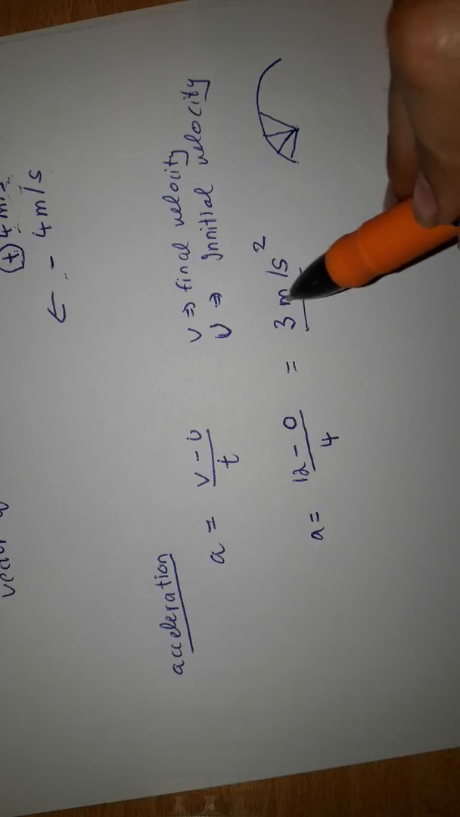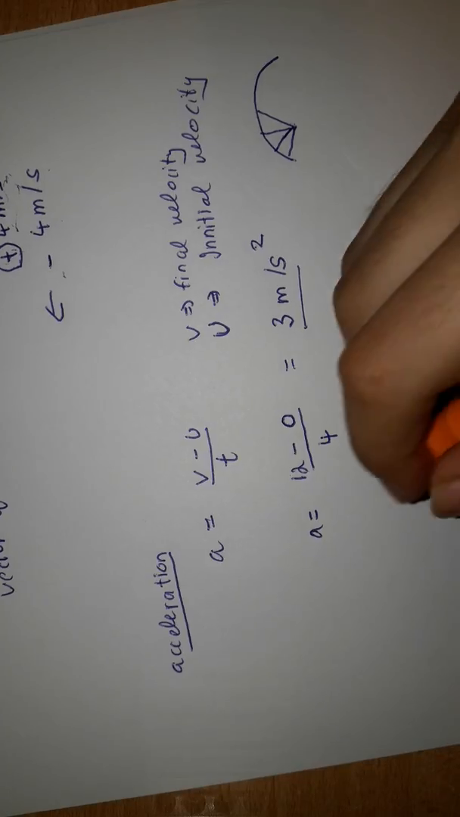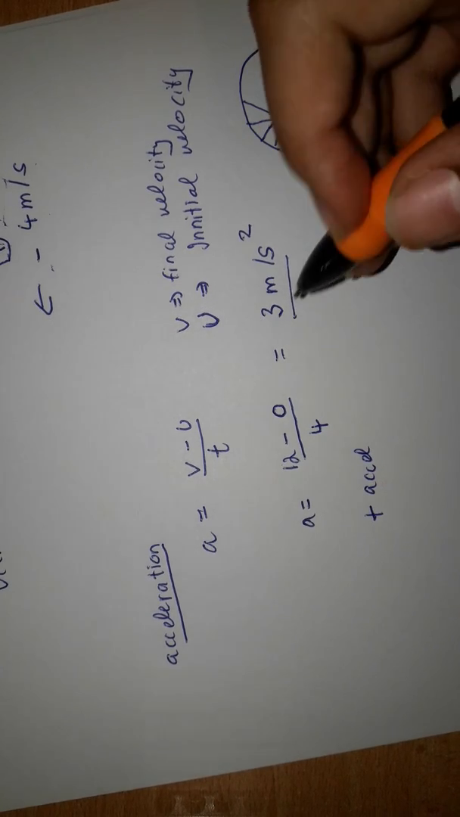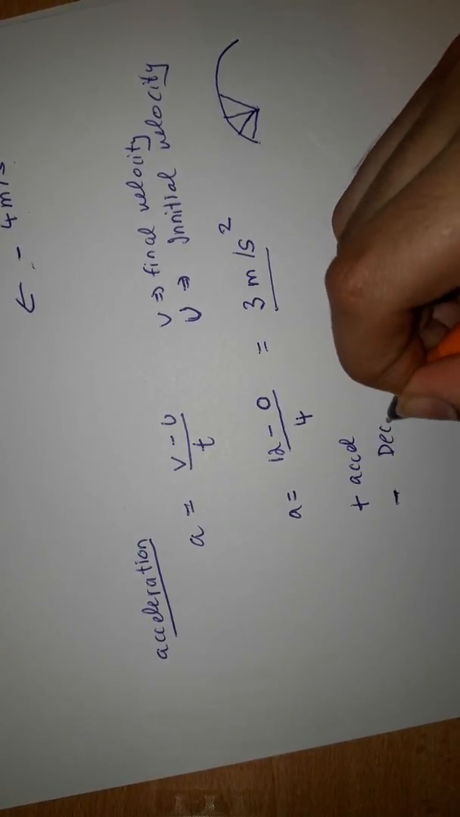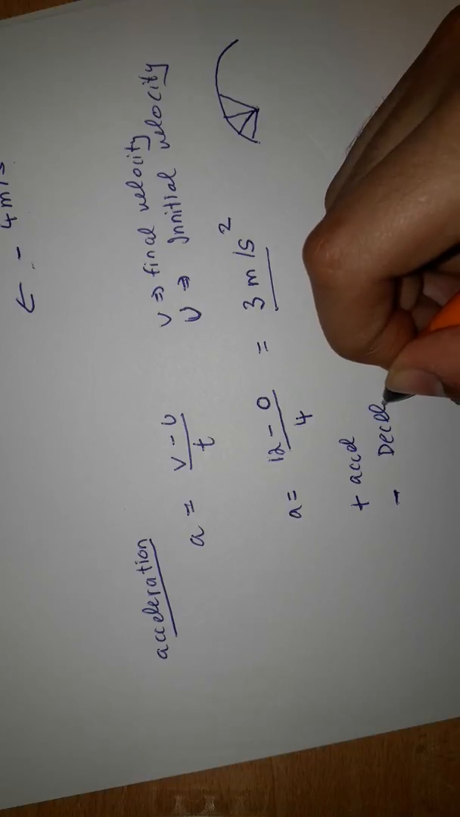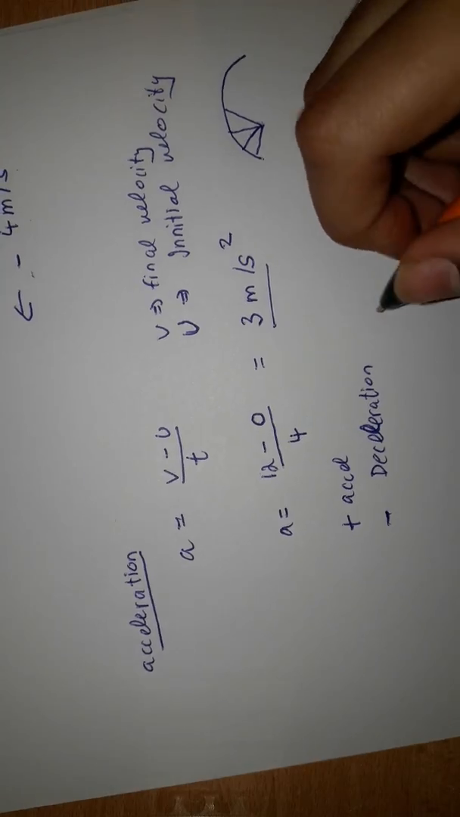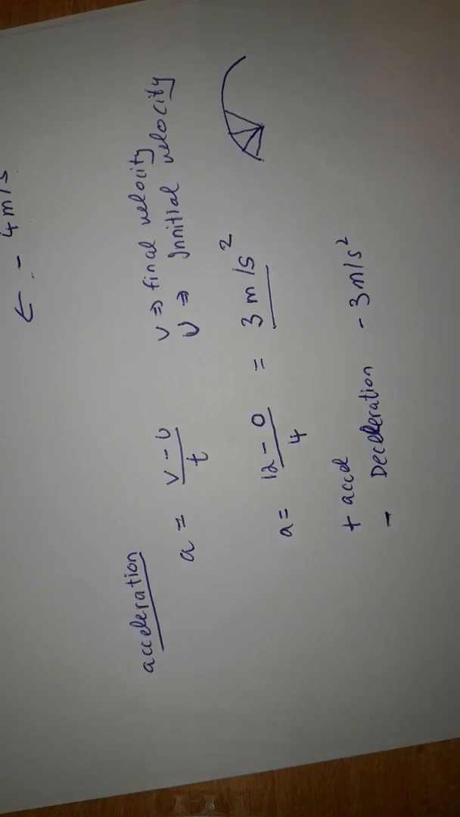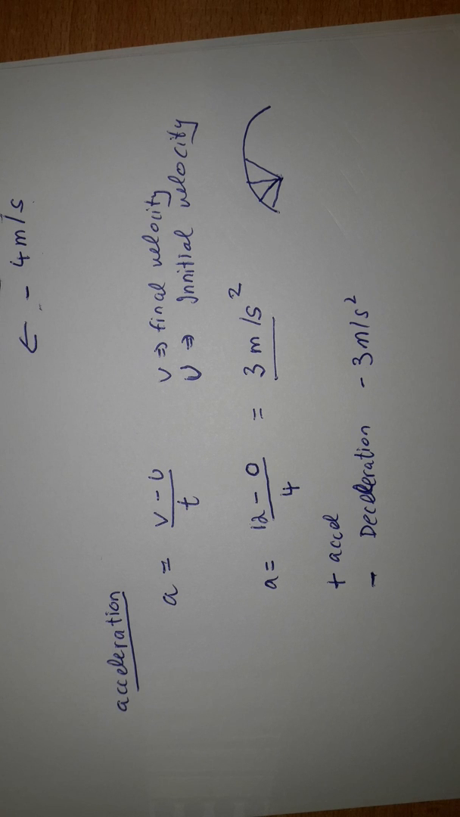Okay, and it's therefore written as meter per second square, because every second your speed is increasing by 3 meter per second in this case. Now, positive acceleration just means that your speed is increasing by 3 meter per second every second. But a negative acceleration is something that's known as deceleration. Deceleration basically means that your speed is decreasing. So if it's negative 3 meter per second square, it just means that your speed is decreasing by 3 meter per second every second.